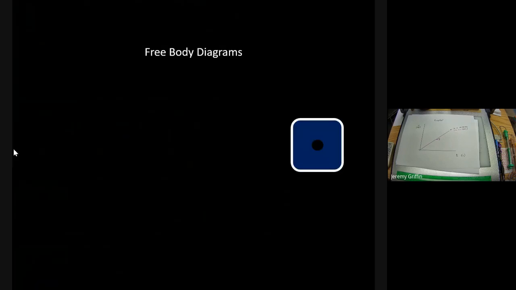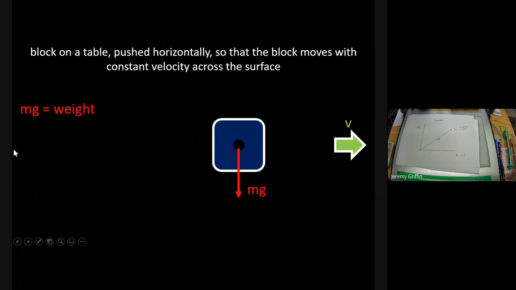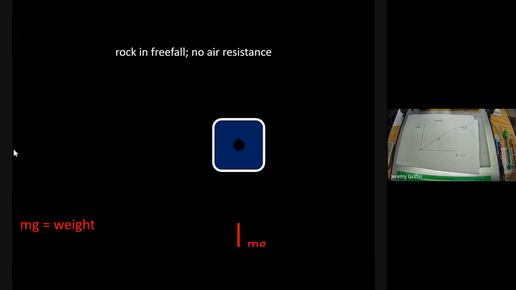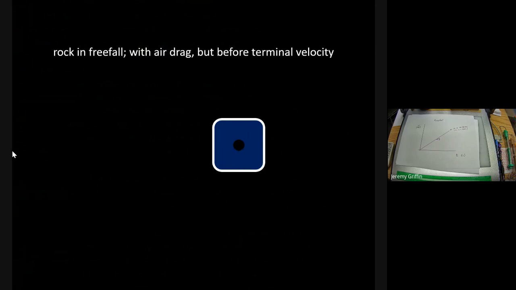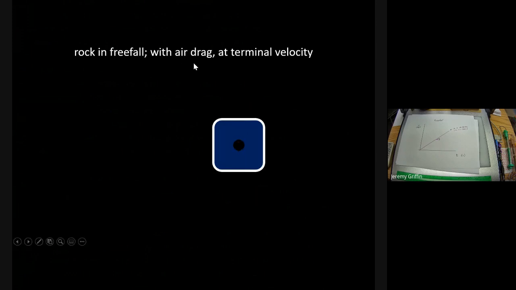Okay, so back here. No air drag looks like that. With a little bit of air drag, it could look like that. That was the last slide you saw. Now this slide, the rock is in free fall with air drag, and it's reached terminal velocity. You see that term, terminal velocity? Has that term come up in here before? Terminal velocity. What does that mean?